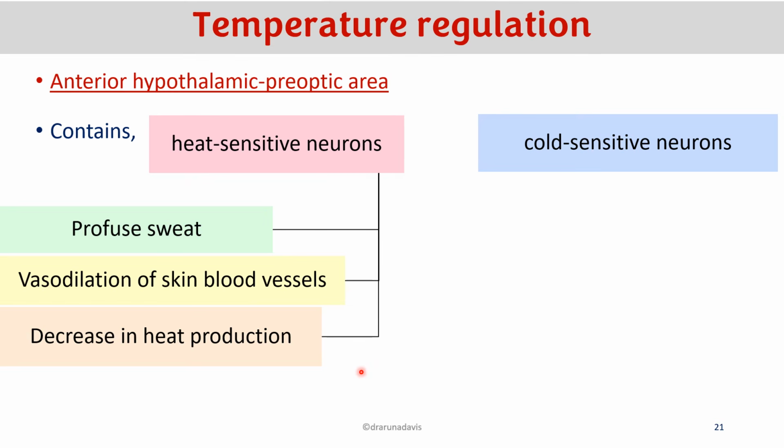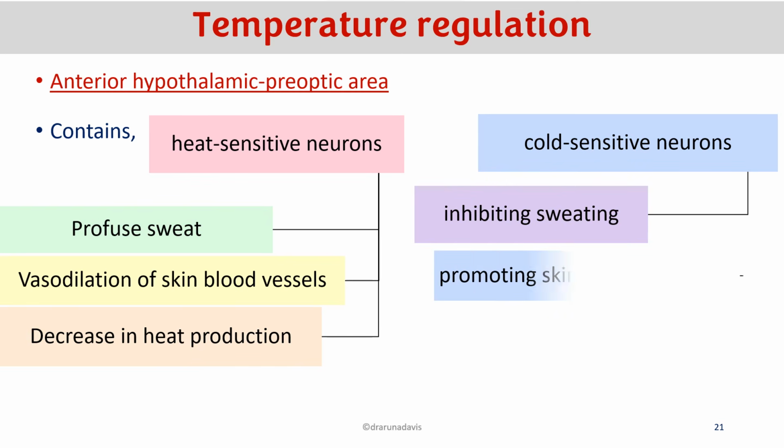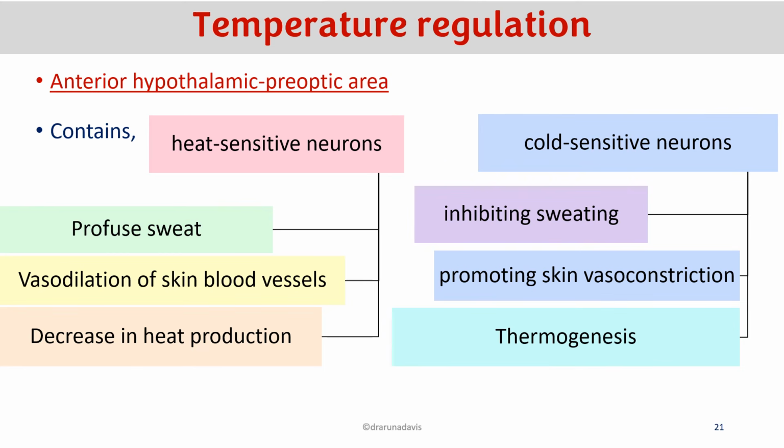But suppose it is very cold, what happens if your body temperature is less? The cold sensitive neurons will be stimulated, and this in turn will cause inhibition of sweating, promote skin vasoconstriction as well as thermogenesis. So that is the role of the anterior hypothalamus in temperature regulation.